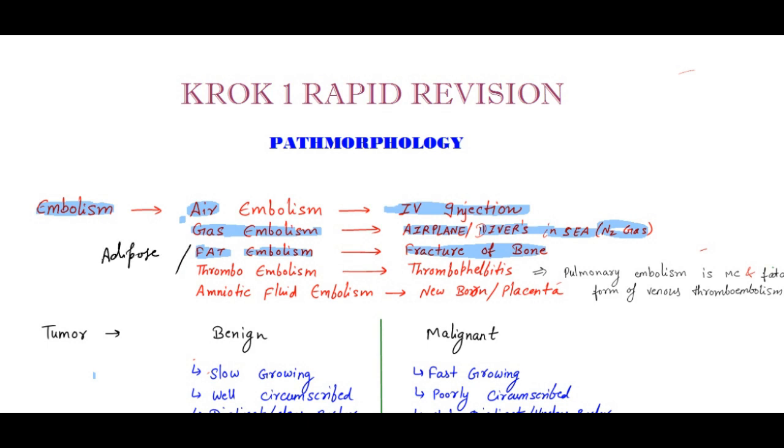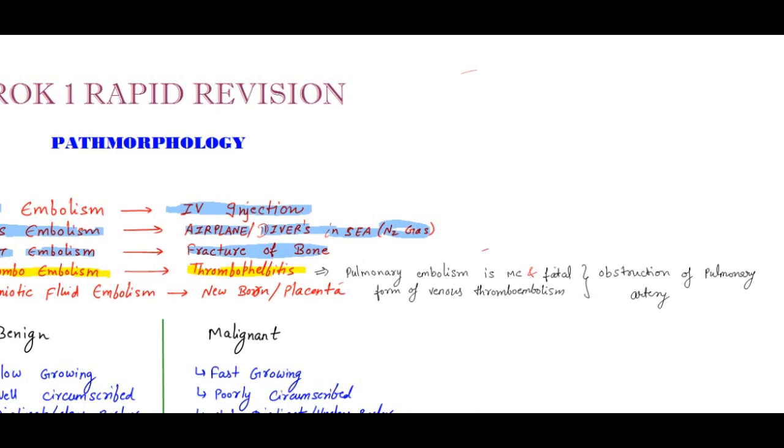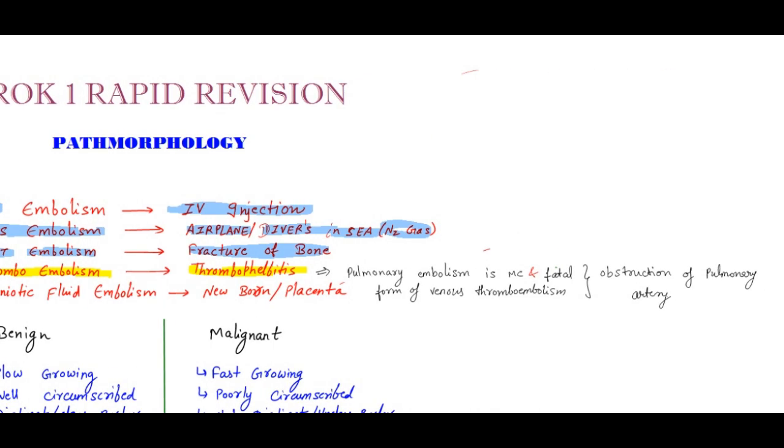Now next is thrombophlebitis. Thrombophlebitis can lead to thromboembolism. Now remember the pulmonary artery embolism, the most common and fatal form of venous thromboembolism. Why? Because it's due to the obstruction of the pulmonary artery.